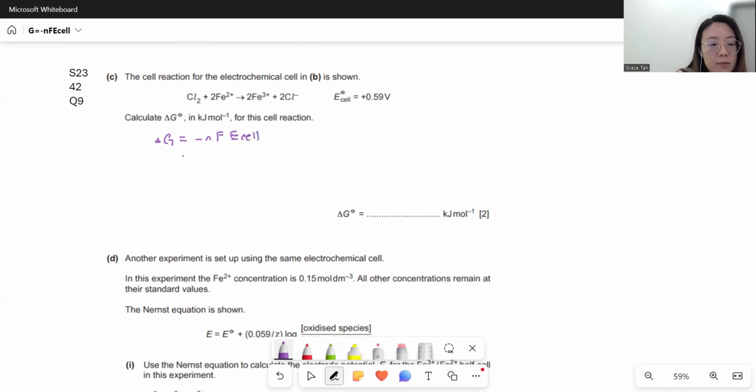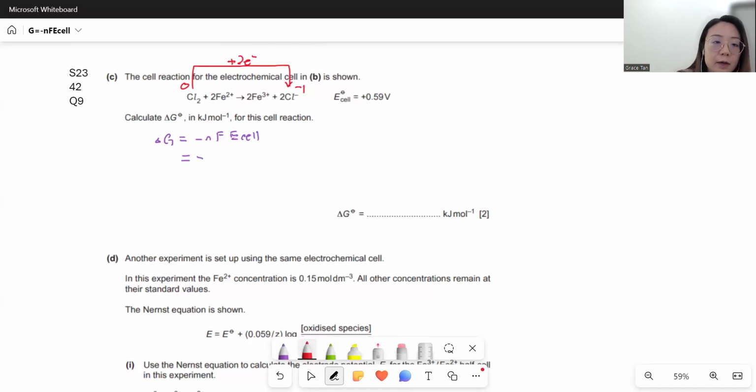Same thing, we need to address how many electrons are involved in this circuit or in this balanced equation. So for chlorine to chloride, this is 0, this is -1. 1 chlorine receives 1 electron, 2 chlorine receive 2 electrons. So this is a reduction. Hence we know 2 electrons are being involved.